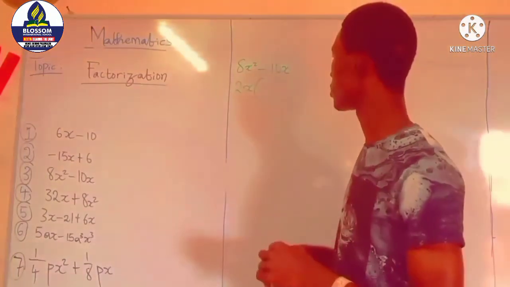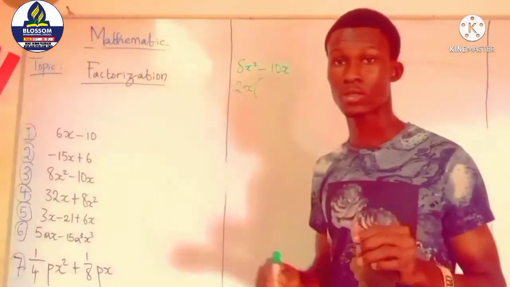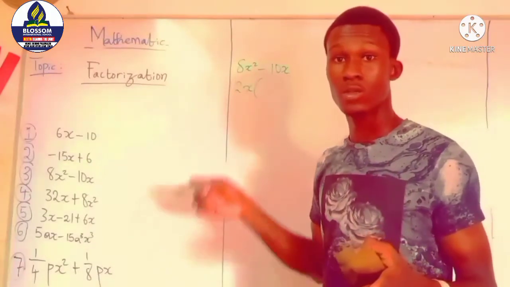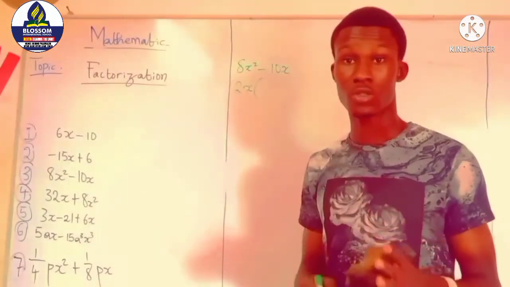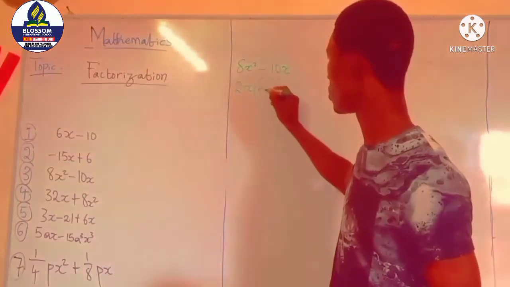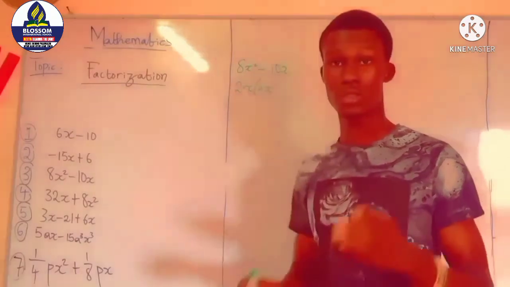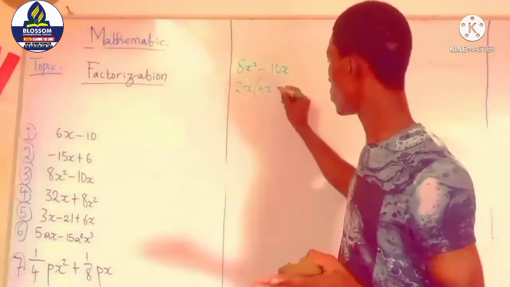Then we'll open the brackets. Now what are we going to multiply with 2x to give us 8x squared? The only thing that will multiply there is what? 4x. 2x times 4x will give us 8x squared. So we'll move to the next.